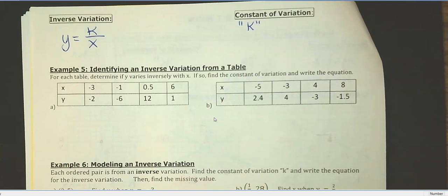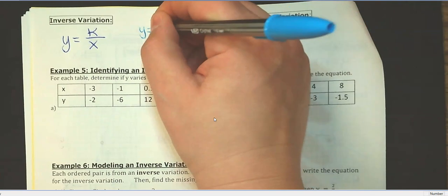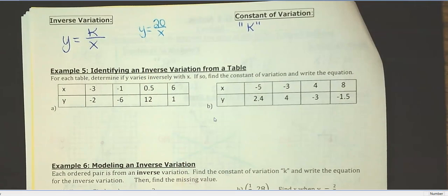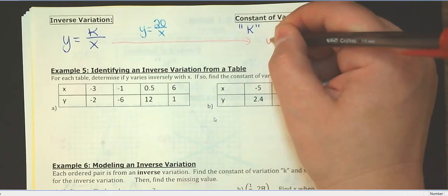I'll just make something up. So let's say I had y equals 20 over x as a little example of an inverse variation. The constant of variation there would be the 20. So it's just whatever's on the top. The variable's in the bottom when you have an inverse variation. Okay, now similar to the one we just did.